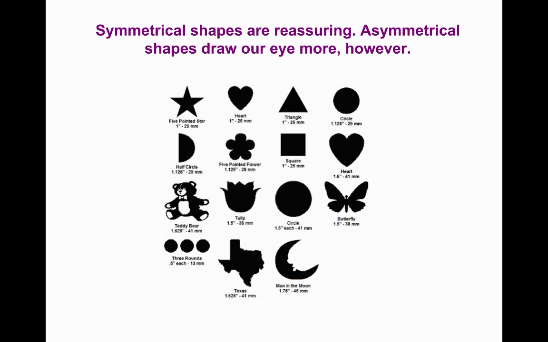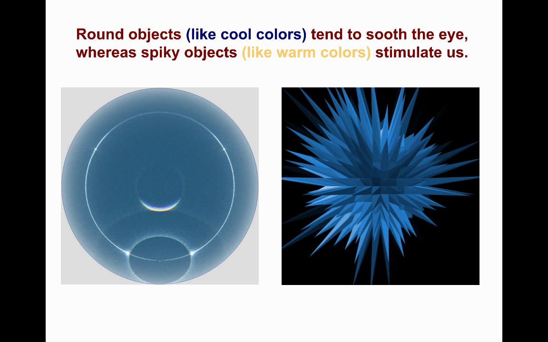On the other hand, if you're going for a party or something, a disco ball with spiky shapes and colors coming out of it, that's going to probably be enticing. So as we just said, rounded shapes, calming, spiky shapes, exciting.